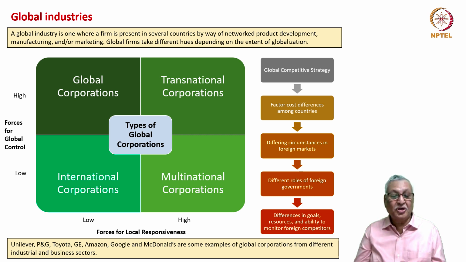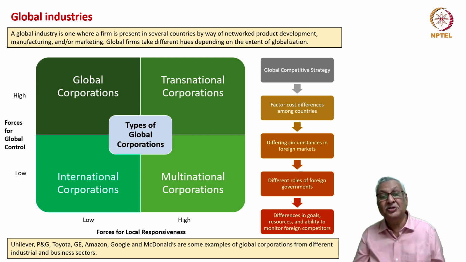Unilever, P&G, Toyota, GE, Amazon, Google, and McDonald's are some examples of global corporations from different industrial and business sectors. Of these, companies such as Toyota are truly transnational corporations with networked R&D, manufacturing, and marketing in several countries of the world. The shift from global corporation to transnational corporation could be relatively easy if a company puts its heart and soul into it. But a shift from international corporation to multinational corporation and from multinational corporation to a true global or transnational corporation could be challenging.